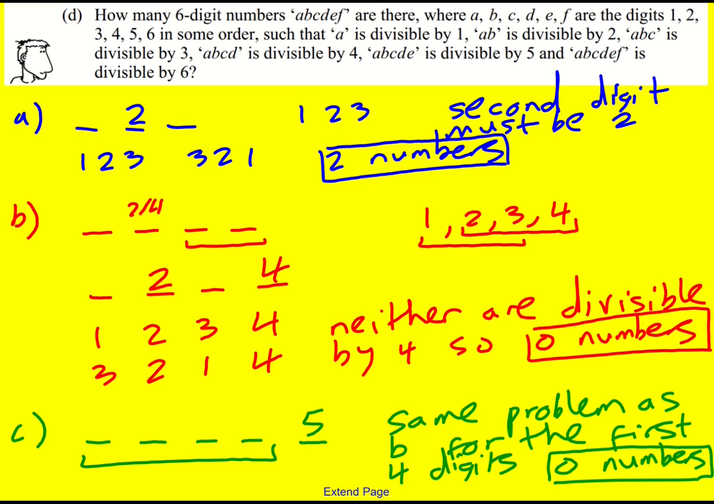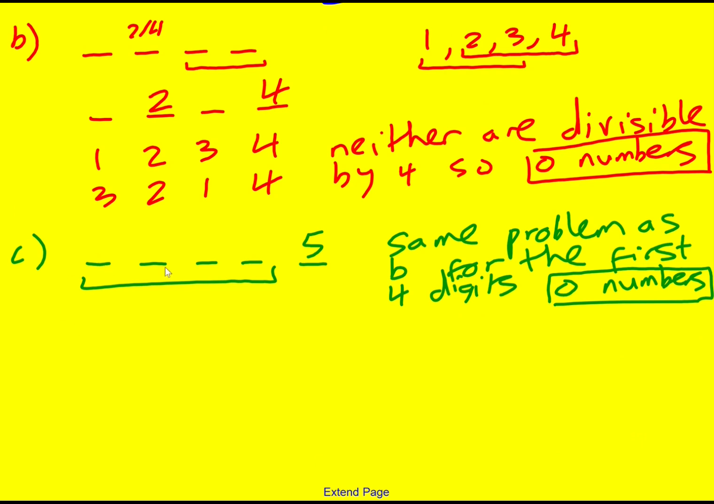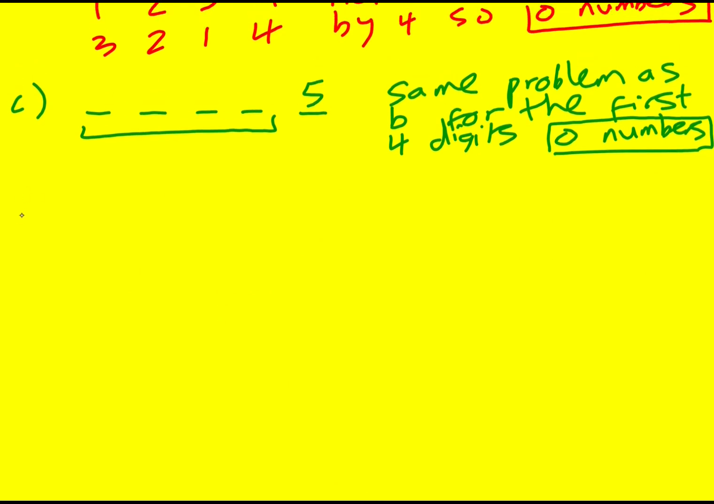This leads us nicely onto the last one. How many 6-digit numbers where we're using 1 to 6 in some order where the first digit is divisible by 1, then the number made up from the first two divisible by 2, and then the first three divisible by 3, and so on. Well, it's clear again that we have to have 5 here for this number to be divisible by 5. That is the only possibility. If I take a look at these numbers, then to be divisible by 2, 4, and 6, these must be even.